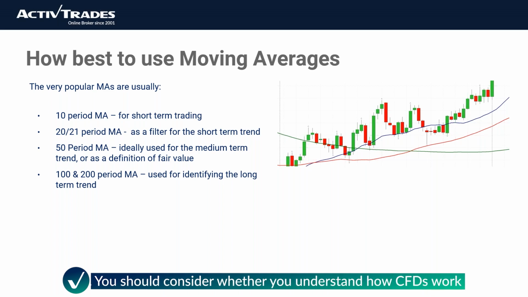So what you'll find in terms of periods of choice for the very popular moving averages are usually things like a 10-period moving average, which is used for short-term trading, or a 20 or 21 period moving average as a filter for the short-term trend, and I myself use one of those. Then a 50-period moving average, which is ideally used for the medium-term trend, or can be used as a definition of fair value. And then we have longer 100 and 200 period moving averages. And I know traders will use even longer ones, which are used for identifying the long-term trend.